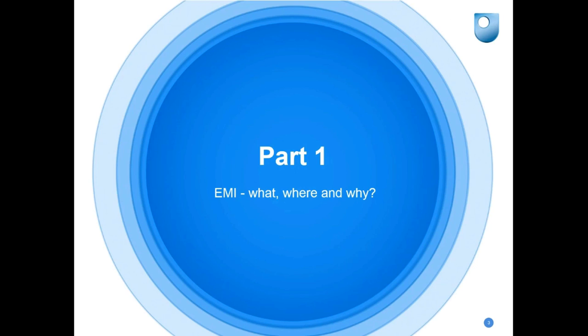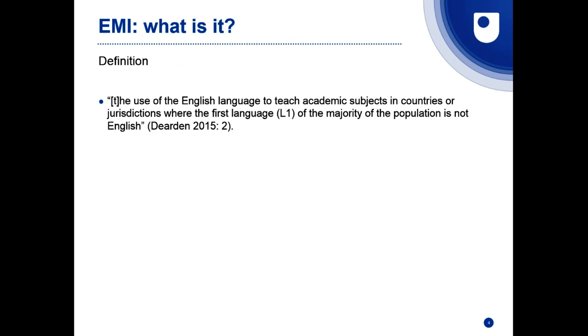So, EMI, what is it, where does it happen, and why? This is one definition offered of EMI. It suggests that EMI is the use of the English language to teach academic subjects in countries or jurisdictions where the first language, the L1, of the majority of the population is not English. This is a very good definition, probably the best one we've got at the moment, but when you start to think about this, it doesn't seem to capture all of the contexts where English is used as a medium of instruction. For instance, I would expect that a lot of you work in a context where you support international students coming to the UK to do their studies, if you're into the practitioner aspects of EAP.